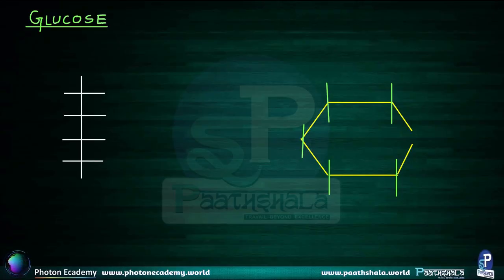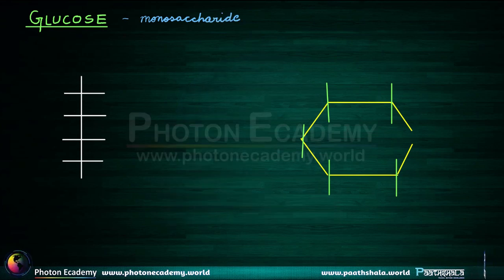So now I have a topic right in front of me called glucose. I remember I did it under the category of monosaccharides. And what were my monosaccharides? They were those carbohydrates which cannot be hydrolyzed any further. So glucose is a monosaccharide. Now I will draw the structure of glucose.